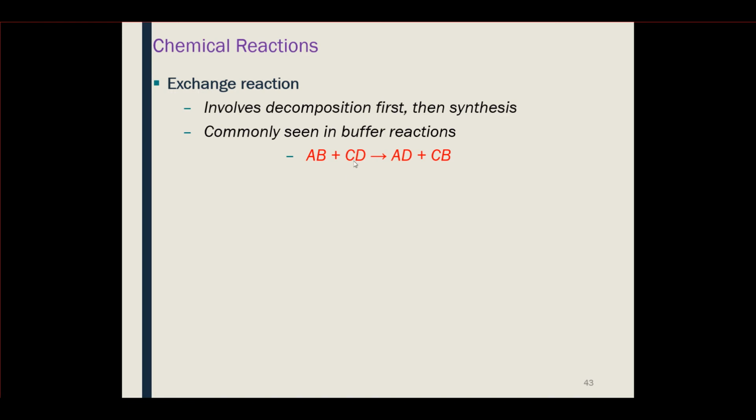So the first thing we need to do is to break these down. That would be decomposition. Then we reorganize these where A goes with D and B goes with C, right? So now we have new products, AD plus CB, right? We did synthesis, but we didn't make the same thing, obviously. We reorganized them to make new things. And when we get to acid base, I'll give you an example of a buffer reaction. Again, it's a little bit advanced for A and P1, but I'll demonstrate it. I just want to wait. It's a little bit too early at this point here. All right, so this is what we call an exchange reaction. What you should know right now is that it involves decomposition first, then synthesis.